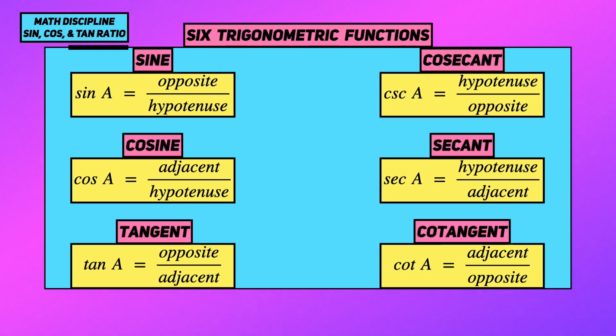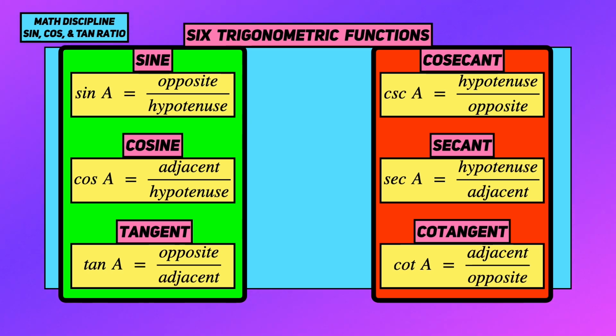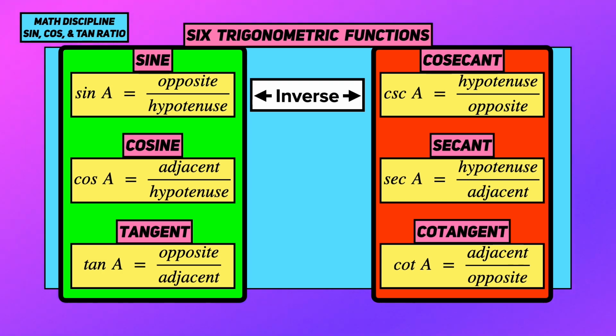So we've covered sine, cosine, and tangent, but what about the 3 remaining trigonometric functions? If you look closely at what sides are being divided in each function, you can see that cosecant is the inverse of sine. In sine, you divide the opposite side by the hypotenuse. In cosecant, you just flip that upside down and divide the hypotenuse by the opposite side.